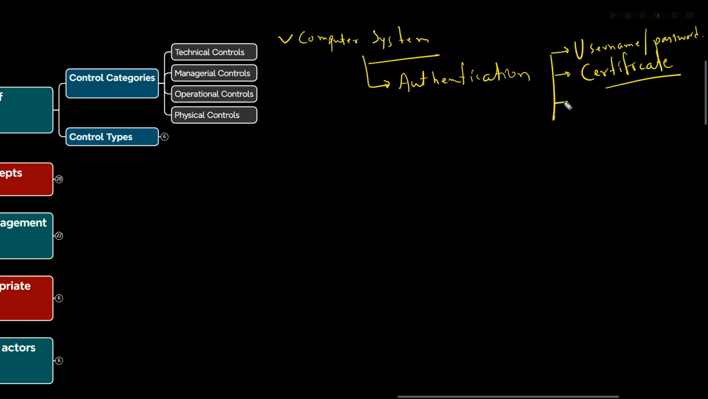Then we also have some more examples like access control. Remember, these are all implemented by the computer system. That's why it is called technical control. Yes, it is all technical control. So anything that has been implemented by the computer system is called technical control.